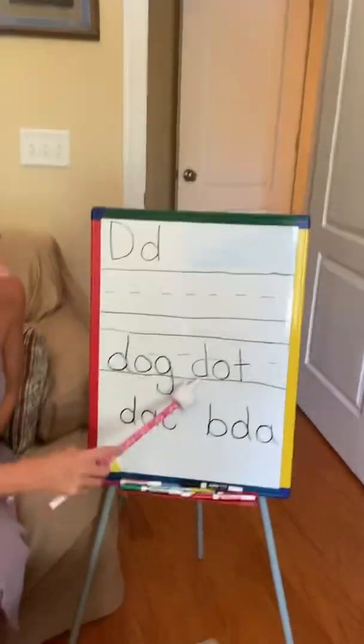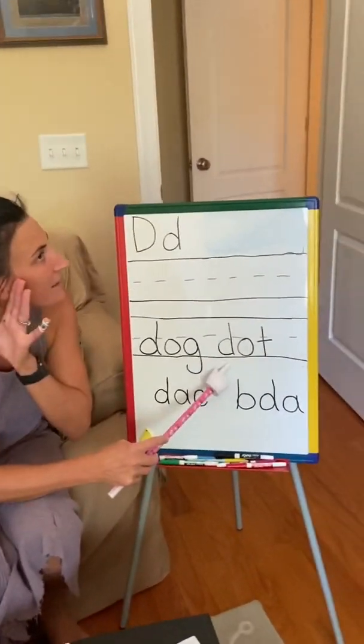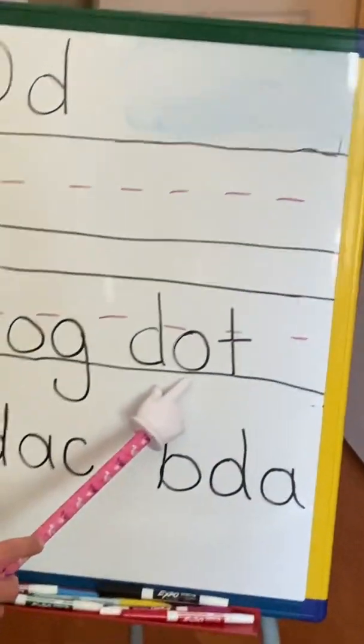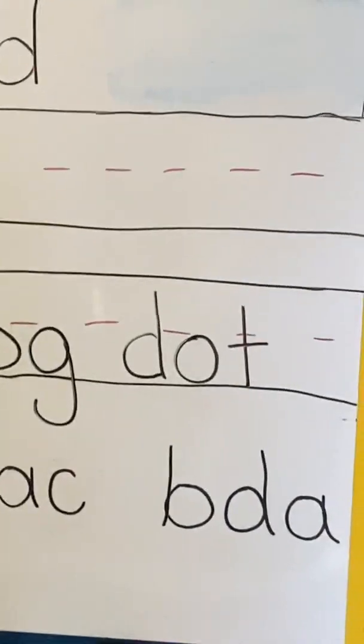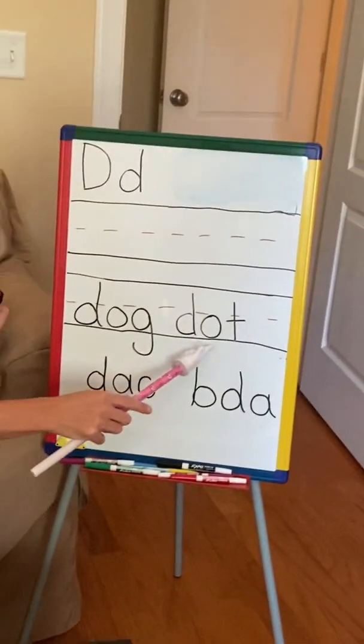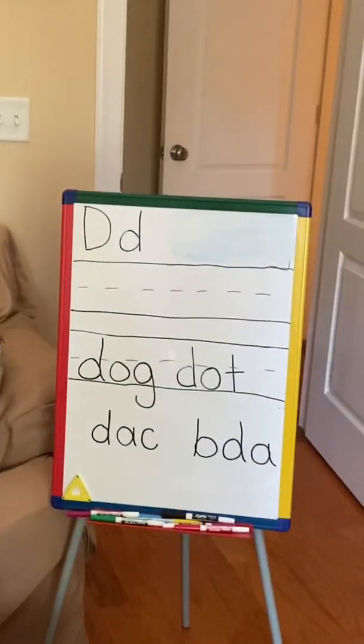Dog. Close the word. And then this letter is what? Let me hear you. D. What's that letter? O. And oh, Timmy Tiger, let me see your t. Close the word, dot.